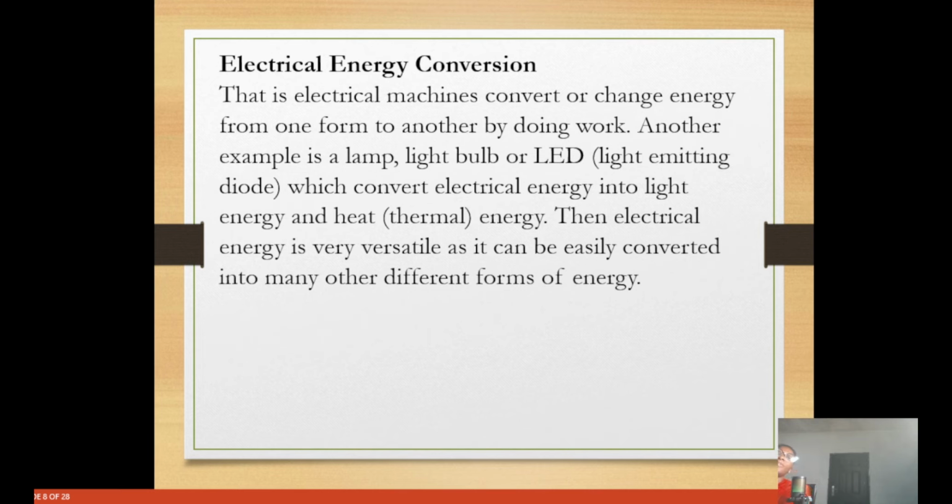So, electrical energy conversion. This is how electrical machines convert or change energy from one form to another by doing work. Another example is a lamp, light bulb, or LED, that's light emitting diode, which converts electrical energy into light energy and heat energy. Our iron converts electrical energy to heat energy. Electrical energy is very versatile, as it can easily be converted into many different forms of energy. It cannot be created, neither can it be destroyed, but it can be changed from one form to another.